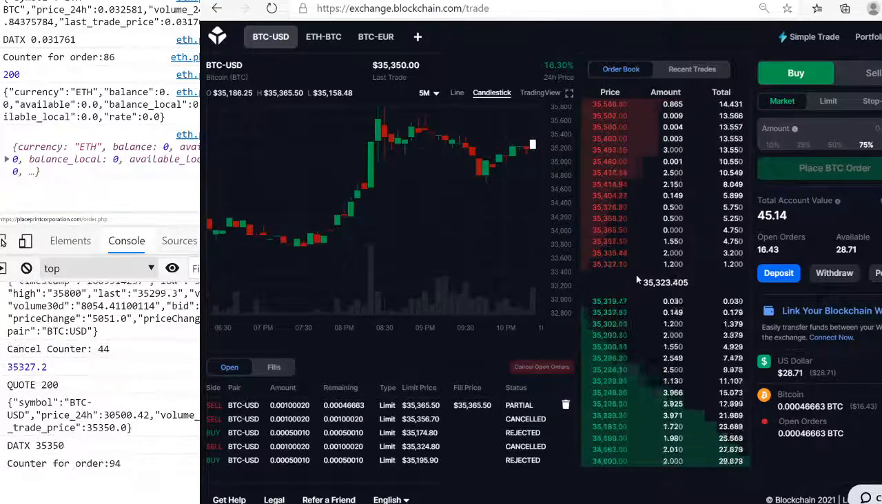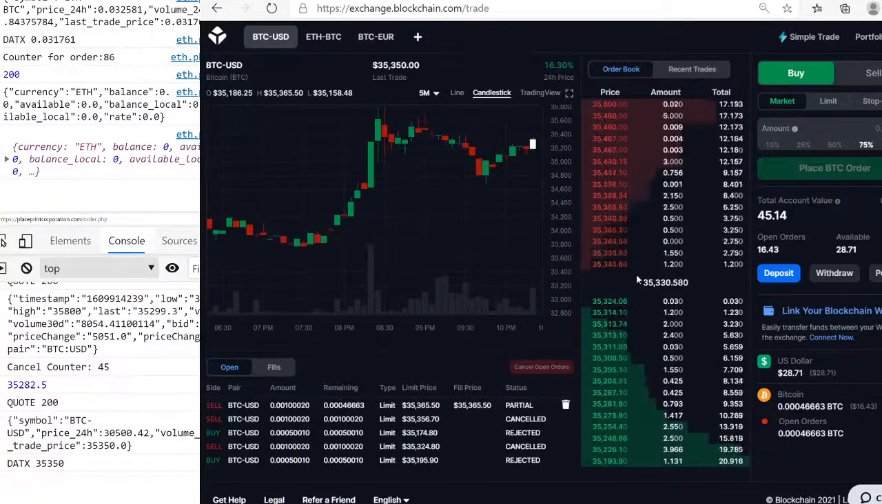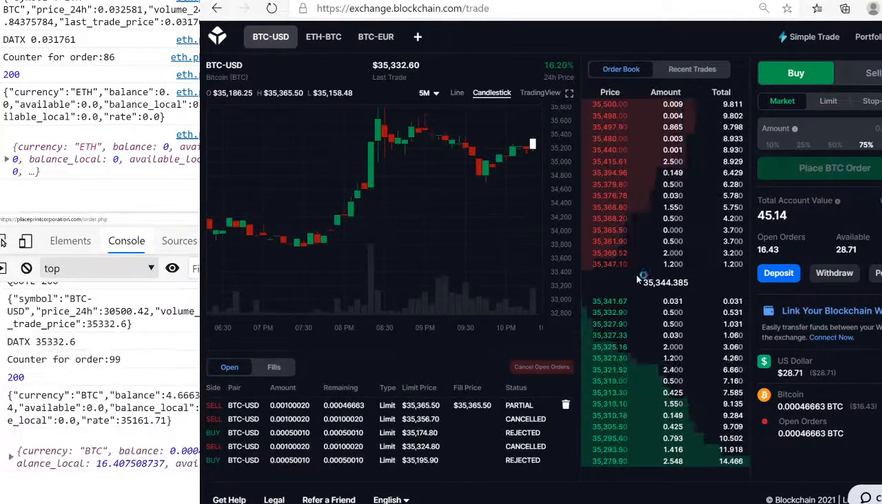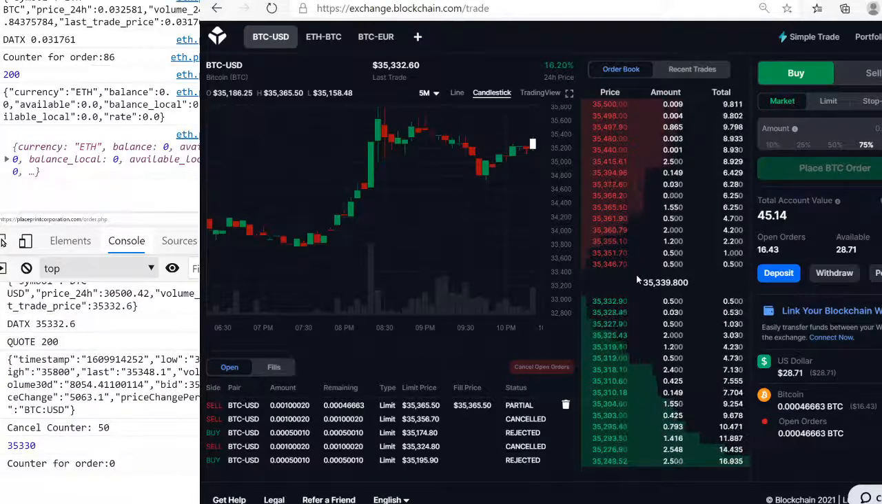35,362.5. They take the best bid down. But we did get a partial fill. Now look at our available balance. Our account balance is back up to 45.14. So we do get back into a little bit of a positive push there. Love to see it. Isn't that amazing? Wow, we got a partial fill.